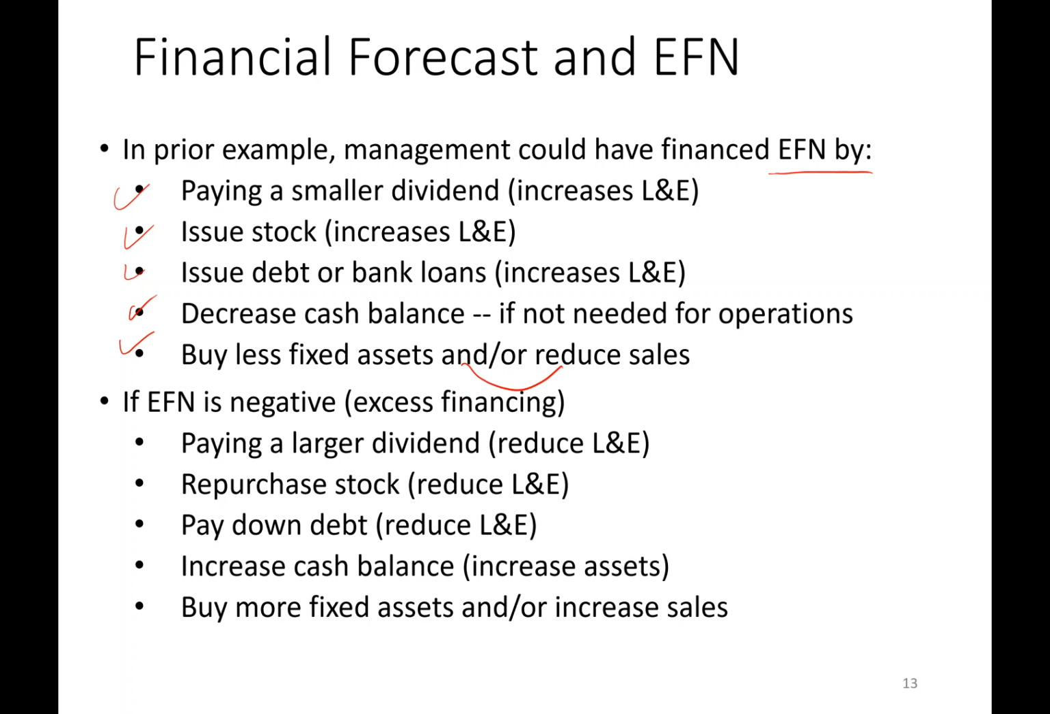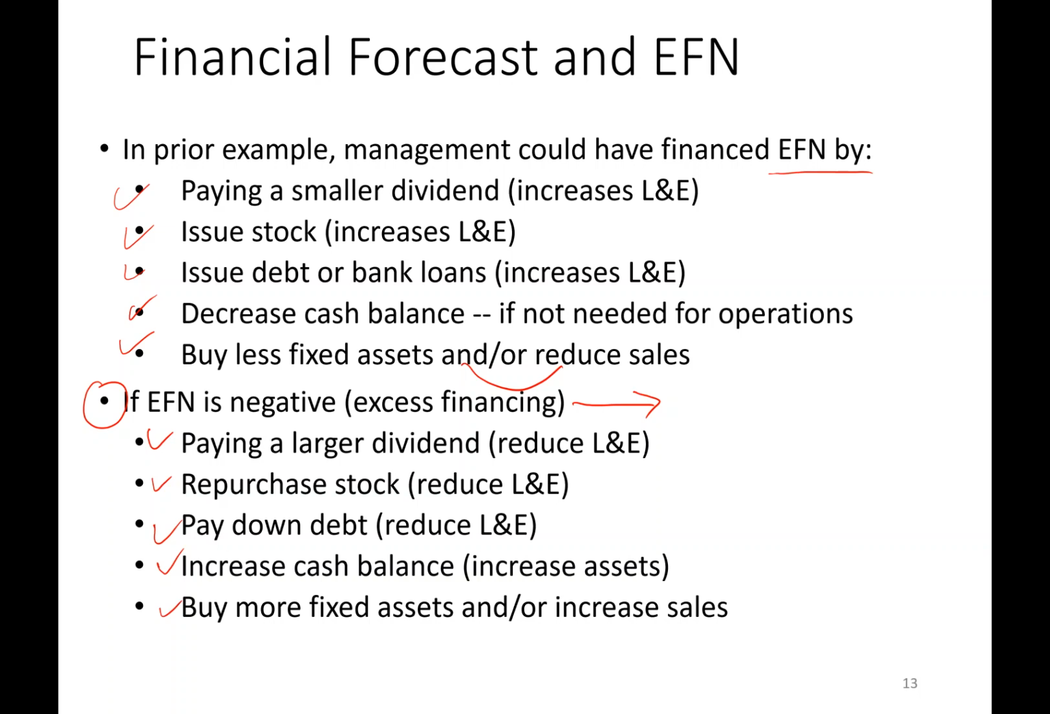Now, if the EFN is negative, what that actually is telling you is you have extra money to invest. Your assets are less than liabilities and equity. You have too much financing. So what you could do is pay a larger dividend. You could repurchase stock, put a negative number in there. You could pay down debt. You can increase your cash balance, or you can buy more fixed assets, which probably has an increase in sales.